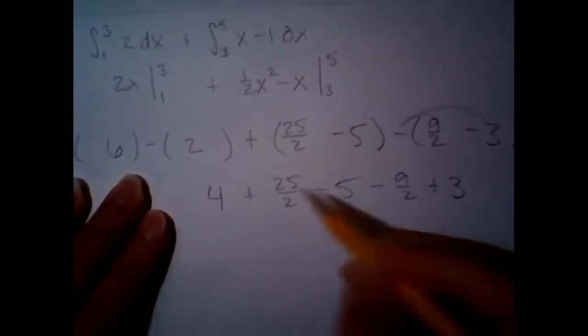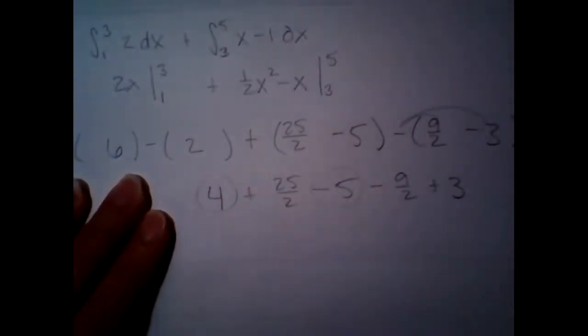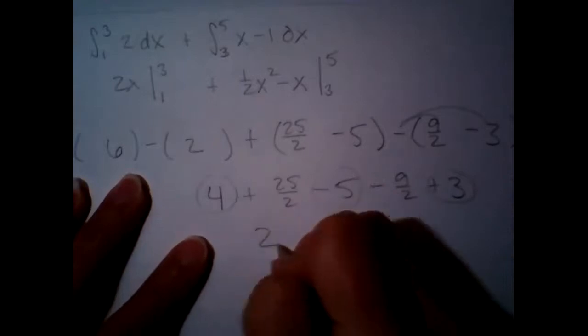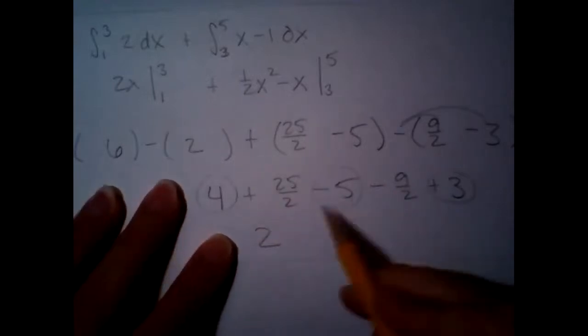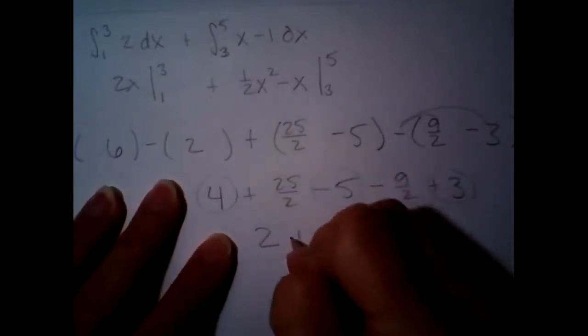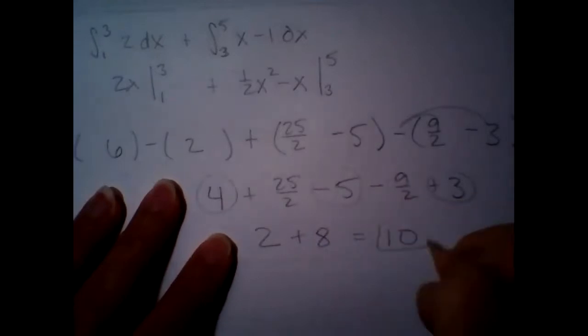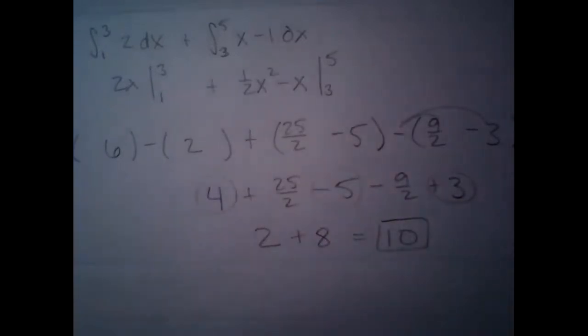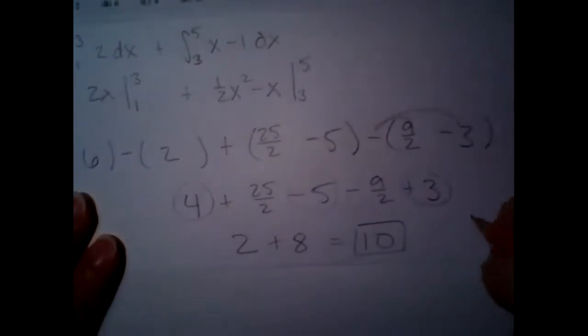And then let me collect up all the whole numbers. 4 minus 5 would be -1 plus 3 would be 2. And then this would be 16 halves, which is 8. So 2 plus 8 gives you 10. So 10 for your final answer there. And so that one is D.